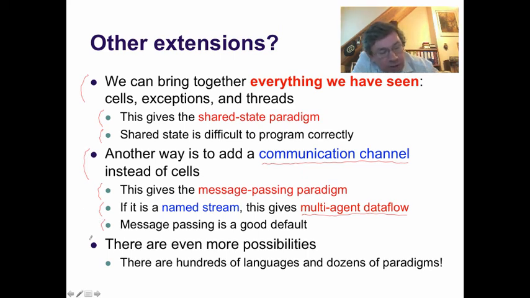So those are two possibilities. There are even more possibilities. In fact, there are hundreds of programming languages that are actually used, thousands that have been invented, and dozens of paradigms, so many fewer paradigms than languages.